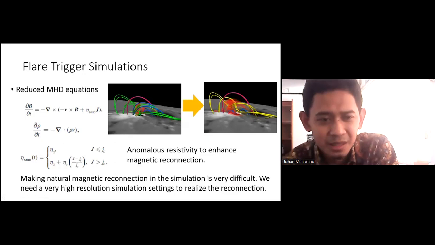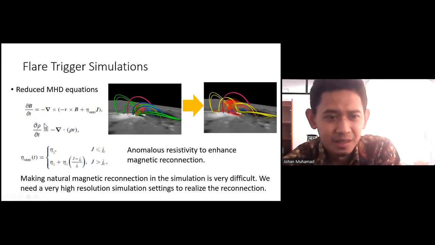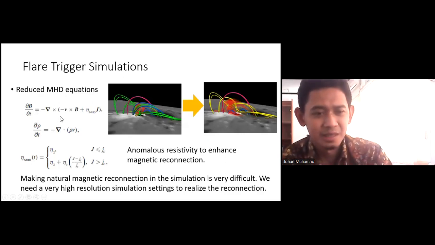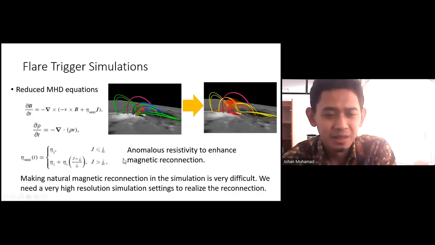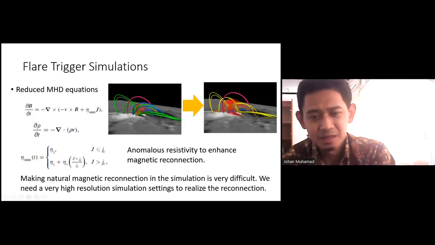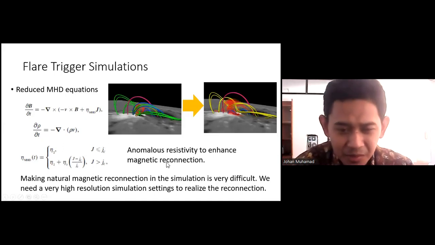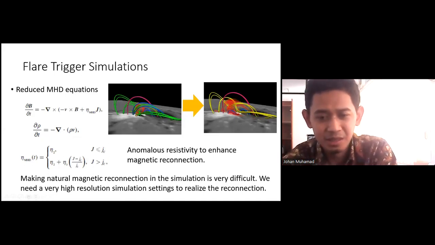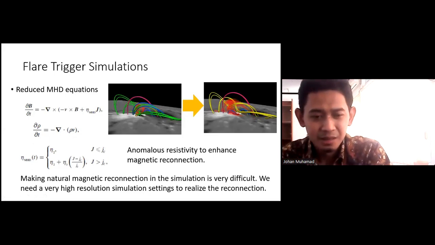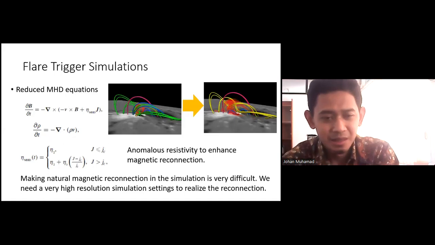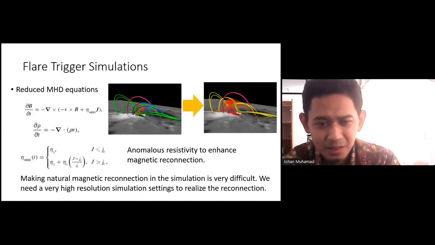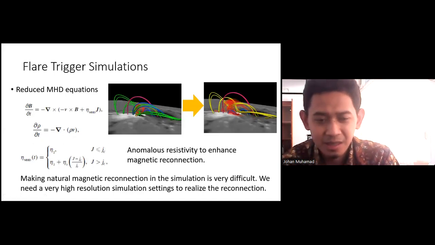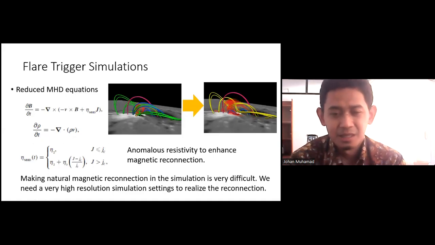Then we trigger the simulation and we use a reduced MHD equation. So basically we only need the induction equation like this. Also we have to introduce anomalous resistivity to enhance magnetic reconnection. This is commonly used in MHD simulations, especially for non-ideal MHD, because making natural magnetic reconnection in the simulation is very difficult. We need a very, very high resolution to realize the reconnection. So usually people introduce some anomalous resistivity, which is a very high resistivity in a very localized region, just to enhance the magnetic reconnection.